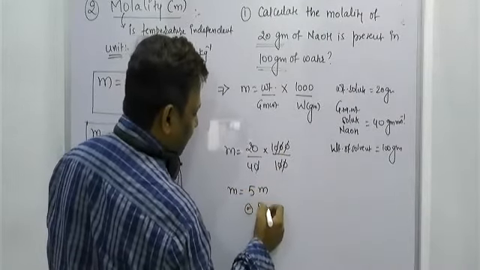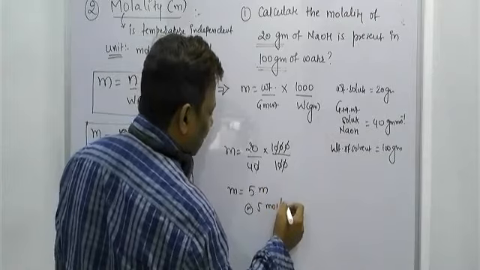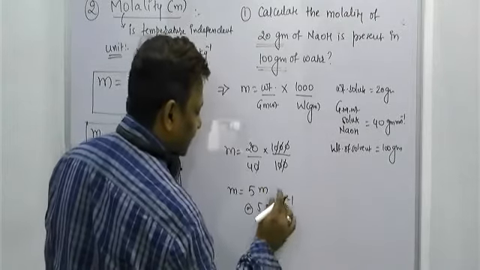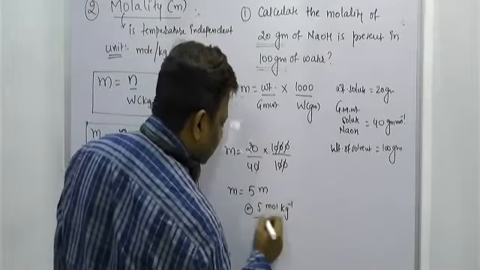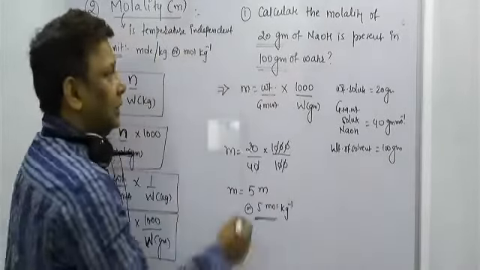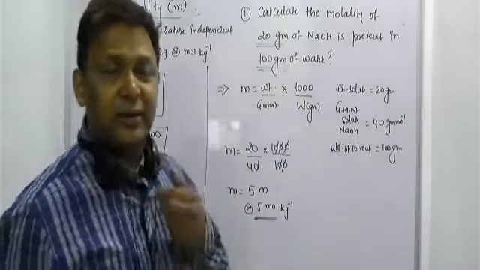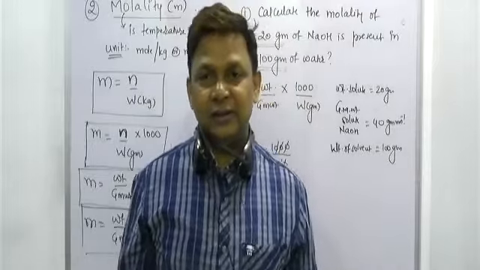But 5 molal can be written as 5 mole per kg. Is it clear, beta? 5 mole per kg is the unit of the molality. Right? Chalo, note down.